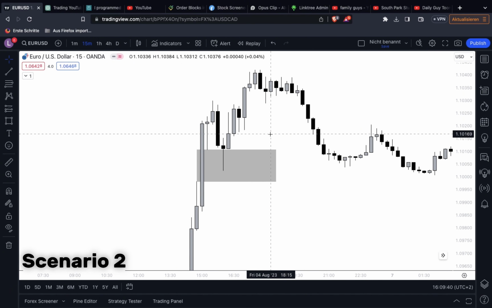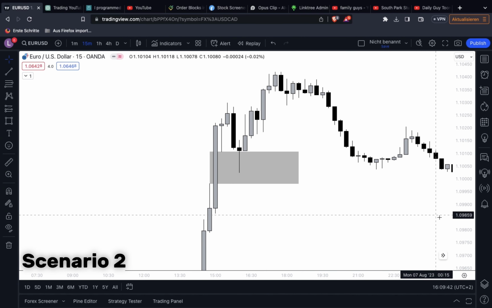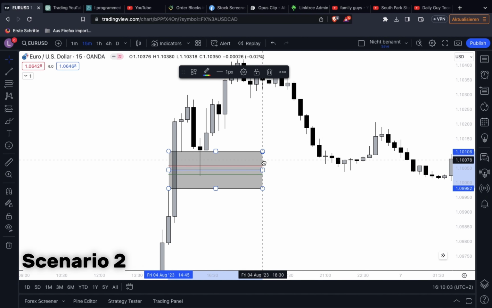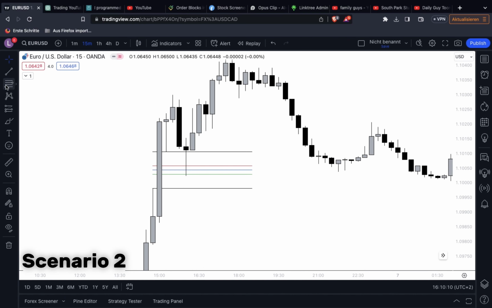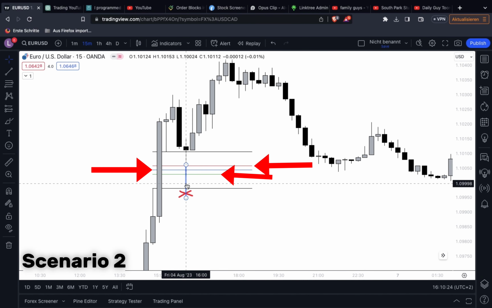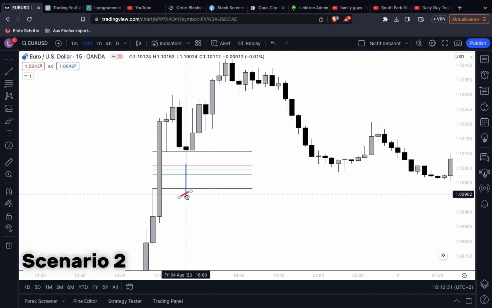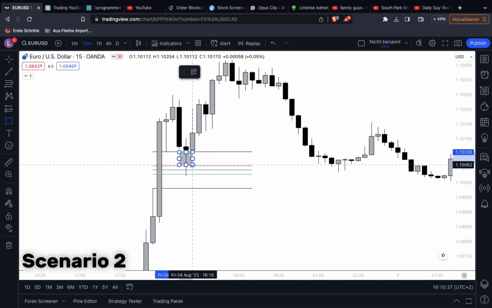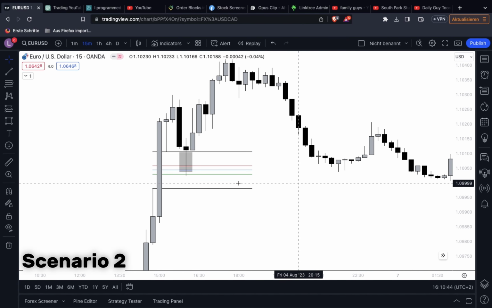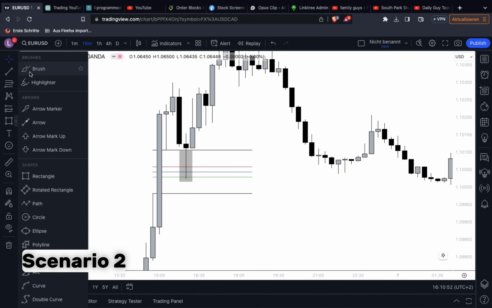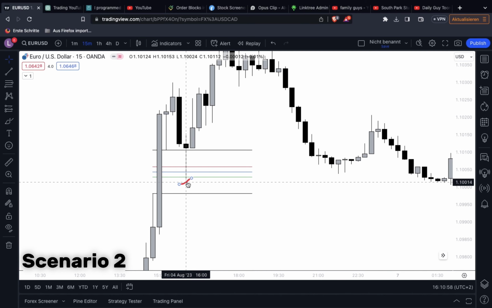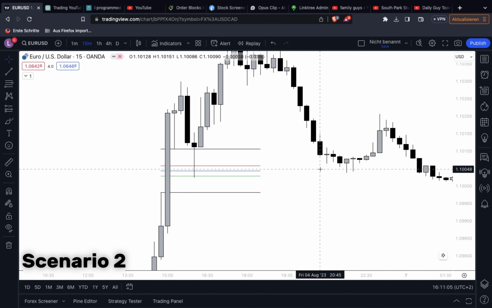Scenario 2, price retraces to the fair value gap. If so, we drag a Fibonacci tool over the box. Make sure it has the 0.618, the 0.5 and the 0.38 levels. Then we wait for price to retrace to one of these levels. Optimally, it won't close below the 0.5 level and the low won't be below the fair value gap. In this case we would go long.